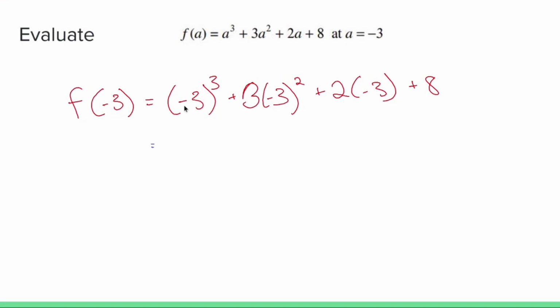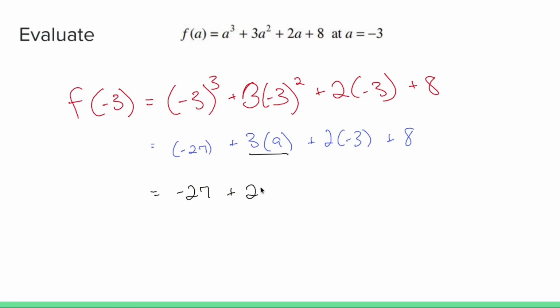PEMDAS says we're going to do negative 3 times negative 3 times negative 3, which is negative 27. No parentheses needed, but I did it anyway. Negative 3 squared is 9, plus 2 times negative 3 plus 8. The multiply part of PEMDAS says the next thing is to multiply these. So negative 27 plus 27, minus 6 plus 8. These guys cancel out, and you are left with f of negative 3 equals 2.